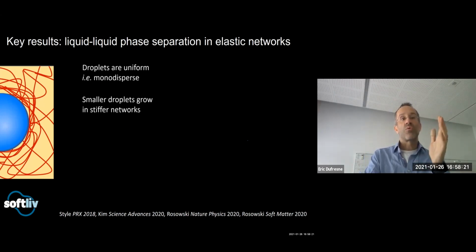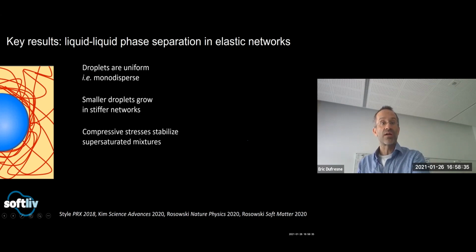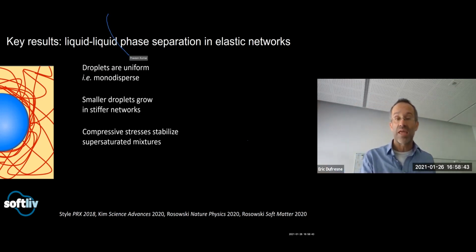Yeah, so when we have a process of liquid-liquid phase separation in an elastic network, things are very, very surprisingly different than they are in classical liquid phase separation. First of all, it's very easy to make uniform droplets. Their size depends on the stiffness of the network. The compressive stresses from the network stabilize these supersaturated mixtures. That was the last point I just made to you about the thermodynamics.